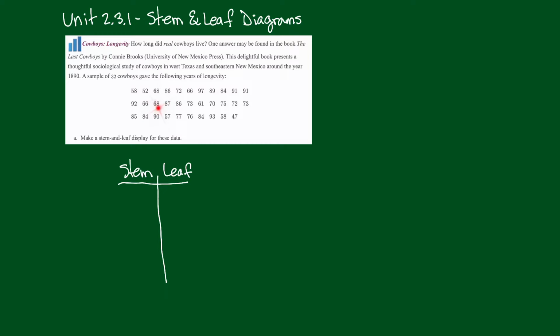Wow, we've got some old cowboys here. 7s, a 4. Well, it looks like the lowest one is a 4, and the highest one might be in the 9s. So here's what I'm going to write. I'm going to write 4, 5, 6, 7, 8, 9.